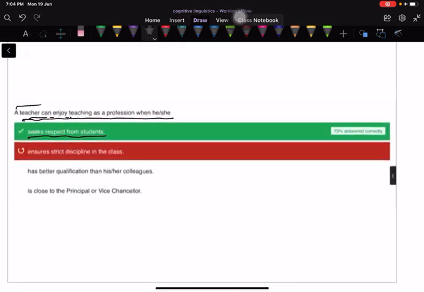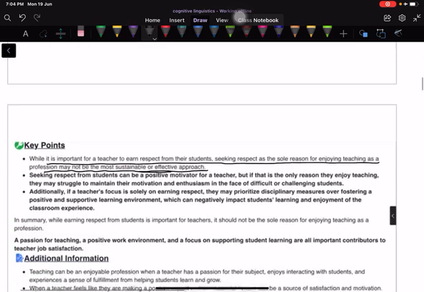I think the question is not clear. So ensures strict discipline in class, has better qualification than his or her colleagues, or is close to the principal or vice chancellor. Not sure.